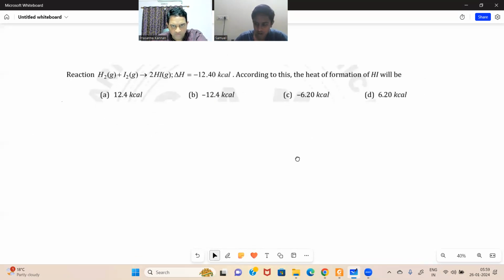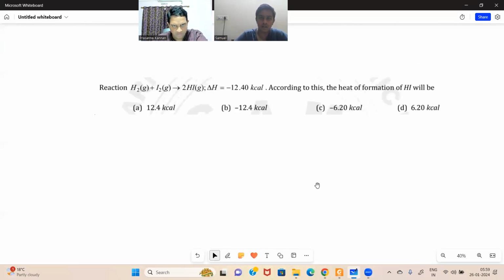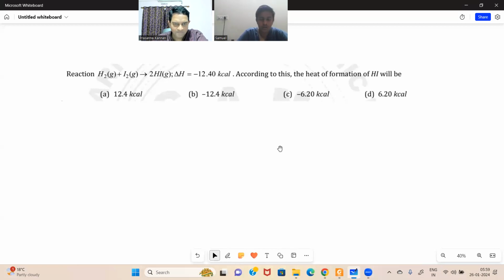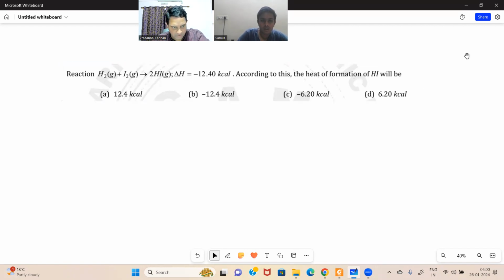You've completed the previous sample, right? Yes, sir. Now let's move on to the next question. Consider the reaction of hydrogen combining with iodine to give 2 moles of HI. The delta H for this reaction is minus 12.4 kilocalorie. According to this, the heat of formation of HI will be. Extremely simple question.